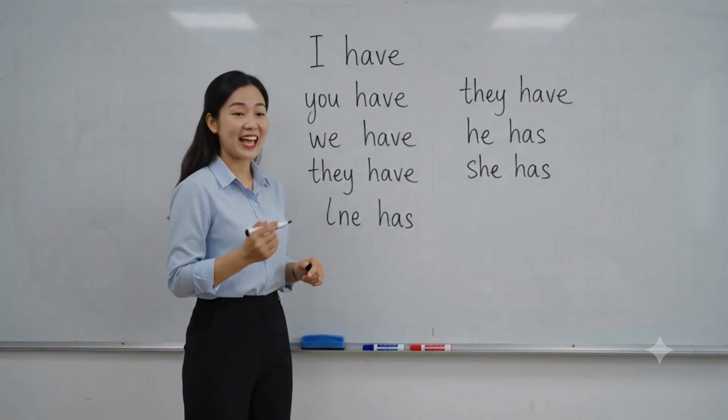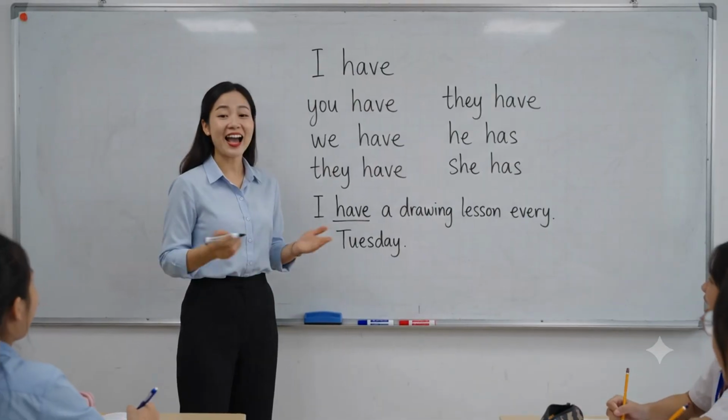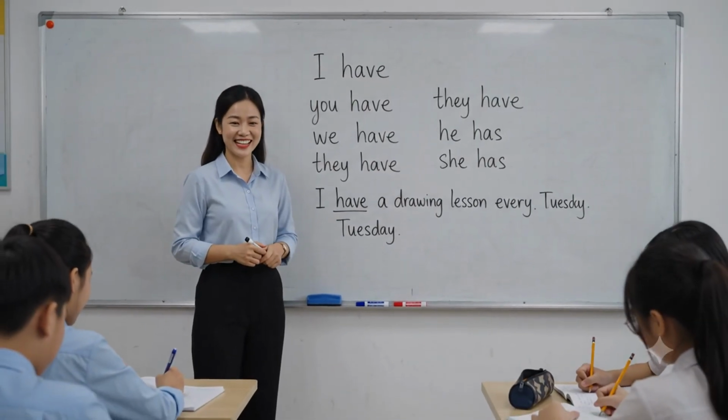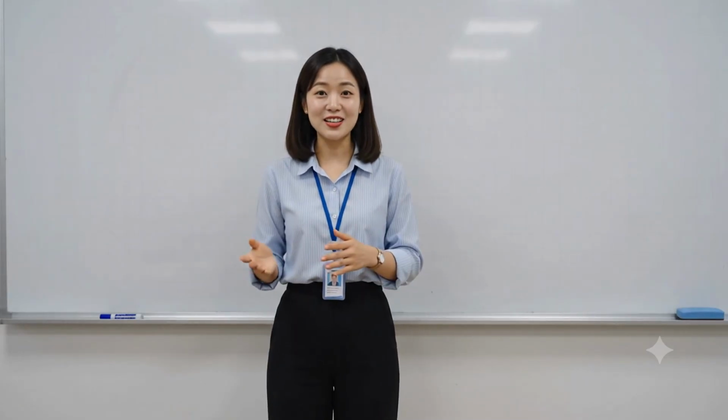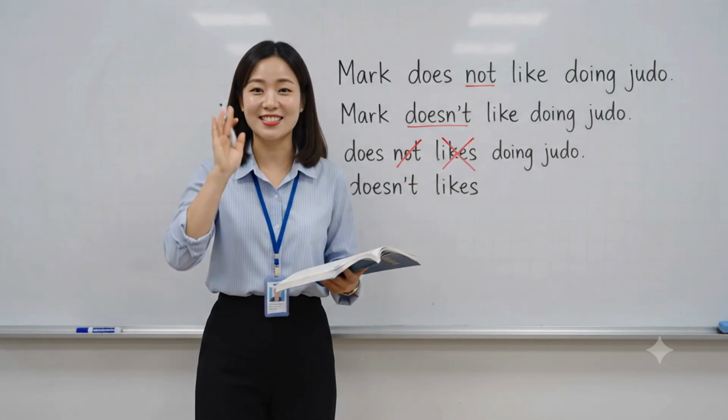We use have and has irregular forms. I have a drawing lesson every Tuesday. We use subject plus does not plus base verb. Does not like doing judo. So we don't say does not likes.